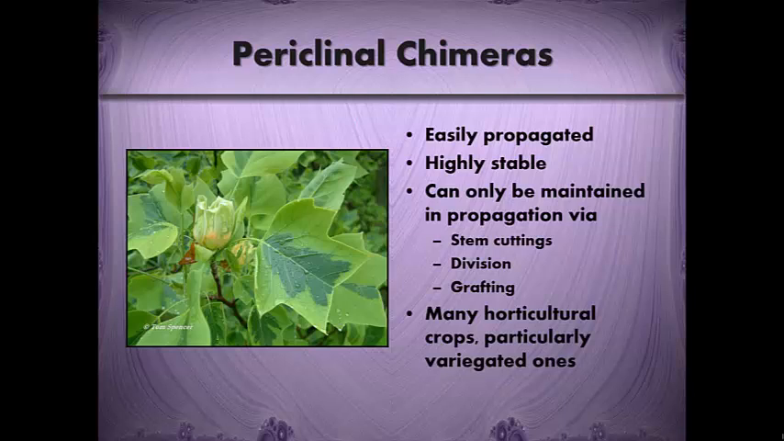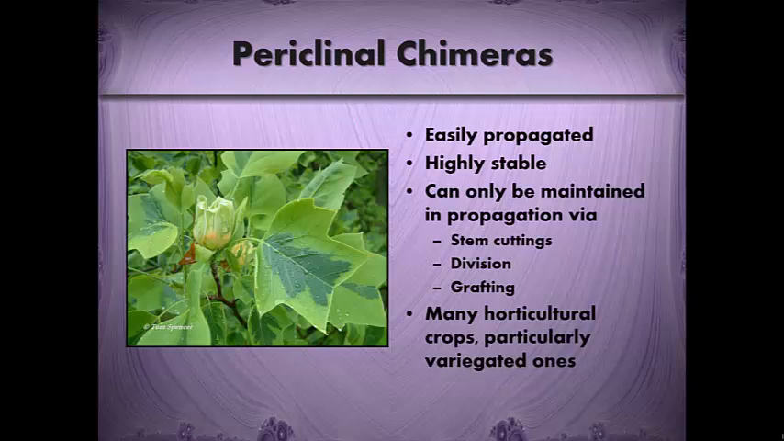that can mask the mutated tissue by growing faster. Periclinal chimeras can only be maintained in propagation via stem cuttings, division, grafting, and it should also say layering on that list. That doesn't mean that you can't propagate a periclinal chimera plant using, for example, leaf or root cuttings, but if you do that, the mutation will not be in the new plant.